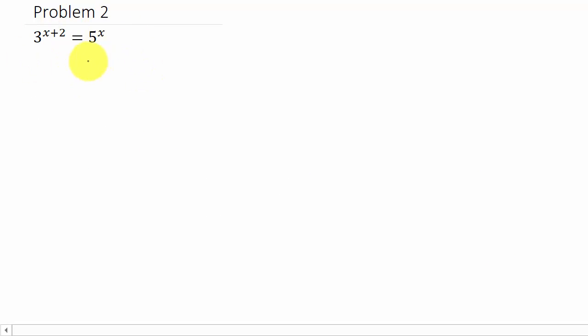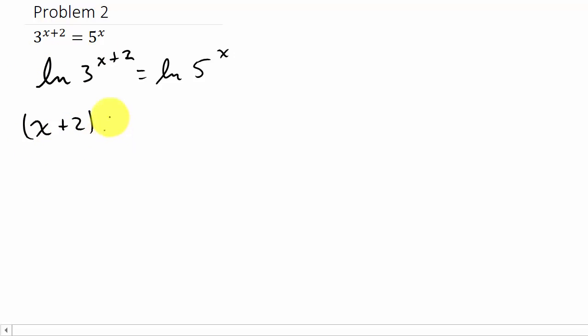Same thing here. We can't get the bases the same, so I'll take the natural log of both sides. Then we'll use the property again that says we can take the exponents and bring them down in front and multiply. So x plus 2 times natural log 3 equals x times natural log 5.